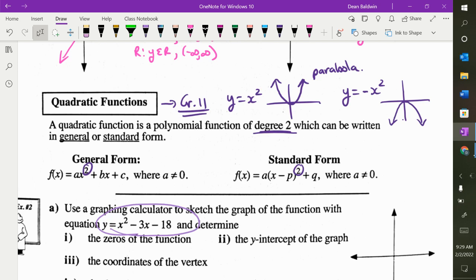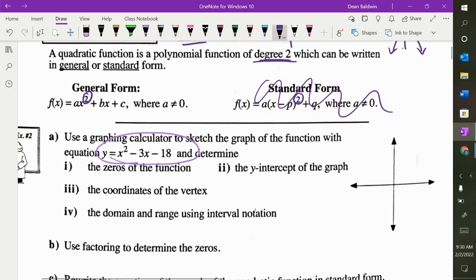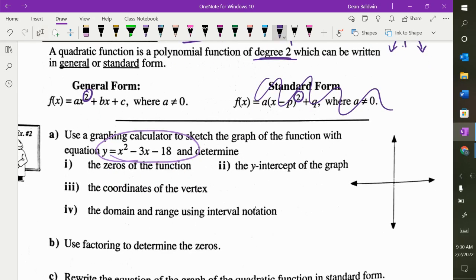We're not worried about standard form in grade 12. I mean, you might see it, but it's not really how to convert back and forth. I'm not going to ask you that. We're going to focus more on the general form. So here's my general form of this equation: x squared minus 3x minus 18.